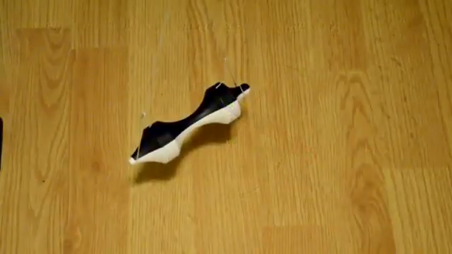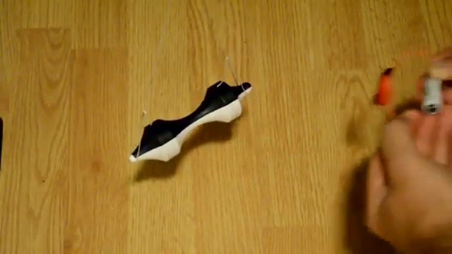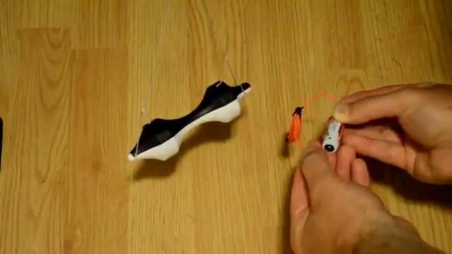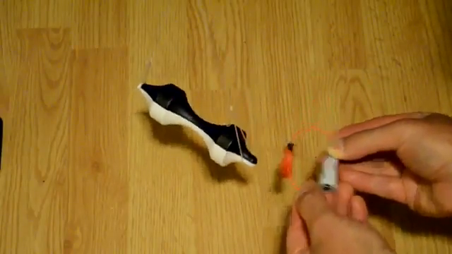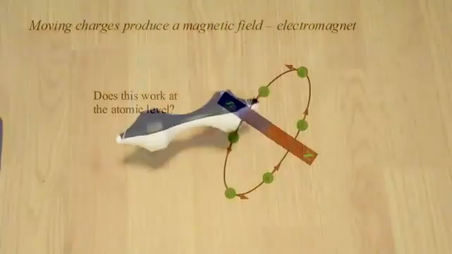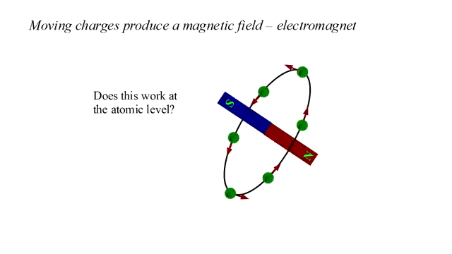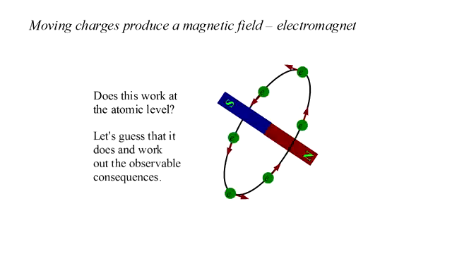Here we have a suspended permanent magnet aligned with Earth's magnetic field. Running current through a coil of wire generates a new magnetic field which allows us to pull on the magnet. Does this process work at the atomic level with our fuzzy wave particle picture of the electron? Let's guess that it does, work out the consequences, and see if there's something to observe experimentally.